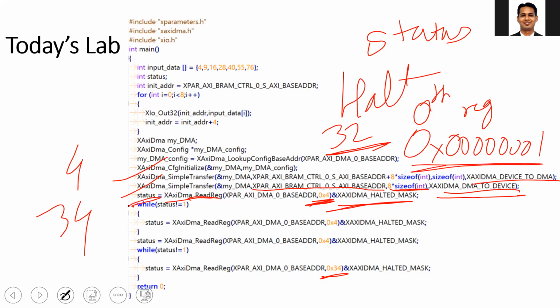If this status is equal to 1, that means DMA has completed the operation. If it is not 1, that means DMA is still doing the transfer. So we'll check it for both, the one from IP to the DMA and DMA to IP. When both are completed, that means our transaction has been completed. Okay. So this code is again discussed in detail in the video, and we have also explained the corresponding simulation results in the video.